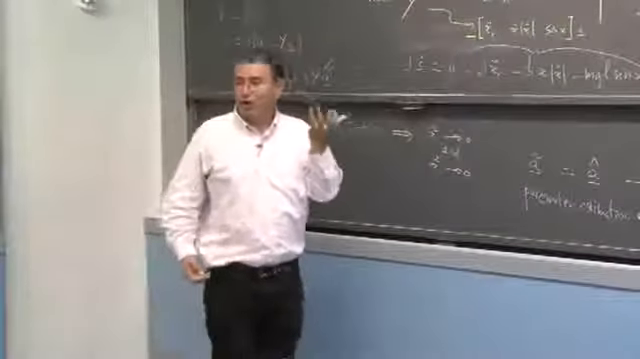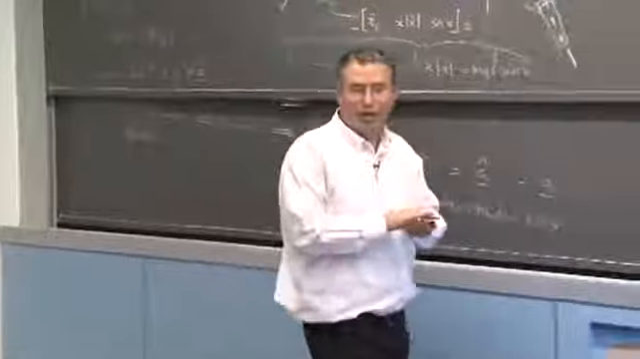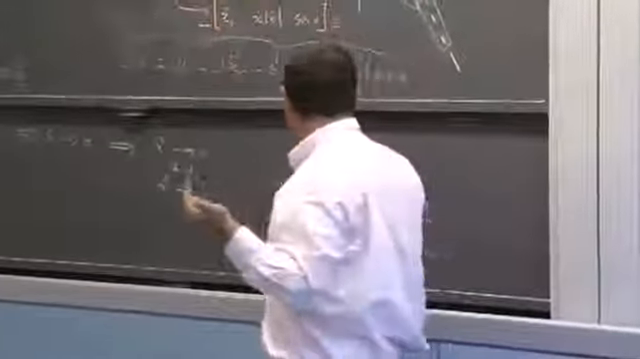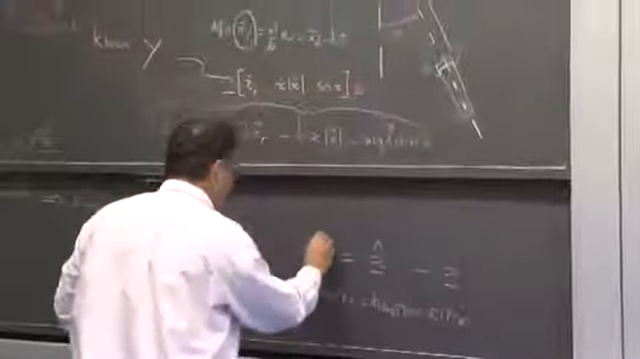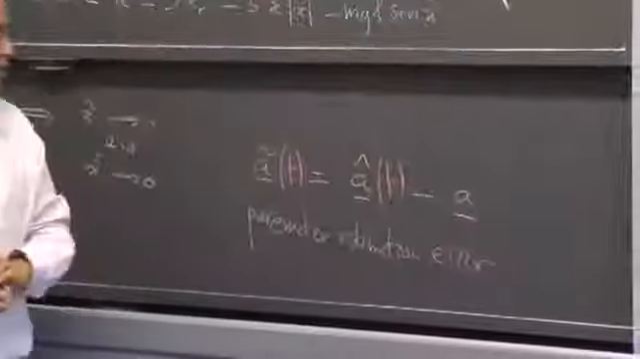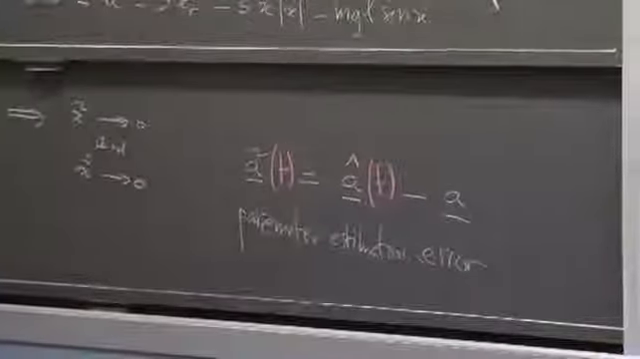So for this to work at all, it means that we're going to need a tilde to be time varying, and therefore, since a is constant, a hat will have to be time varying.